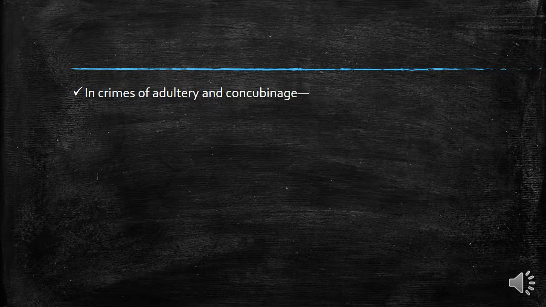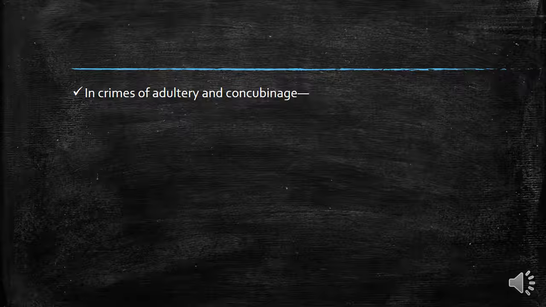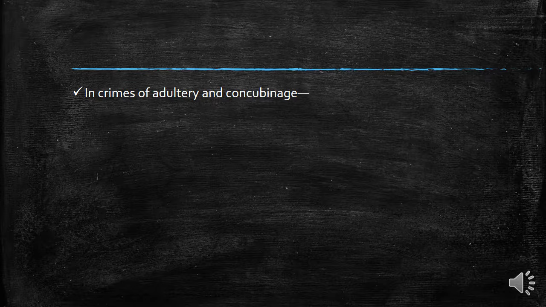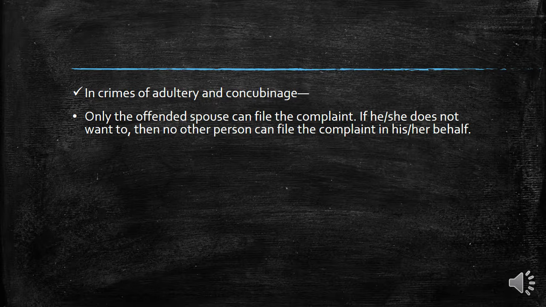Let us dissect Article 344. Okay. Take note that in crimes of adultery and concubinage, only the offended spouse can file the complaint. Now, if the offended spouse does not want to or refuses to do so, then no other person can file the complaint in his or her behalf.